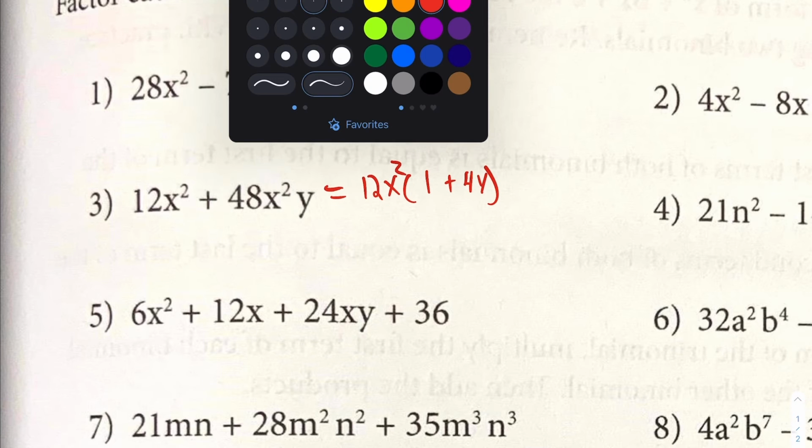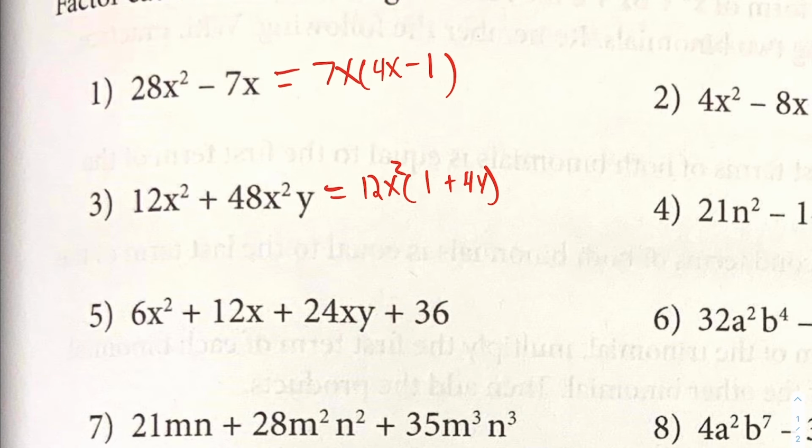In this example, let me just go ahead and show you that the left side and the right side are equivalent. If I multiplied 12x squared times 1, that would make 12x squared. If I multiplied 12x squared times 4y, it's going to have a plus sign. 12 times 4 makes 48. X squared and y are different variables, so we can't combine them, but we can just write them next to each other, which means they're multiplying. And now you can see that what I have in orange is the exact same thing as what we started with.